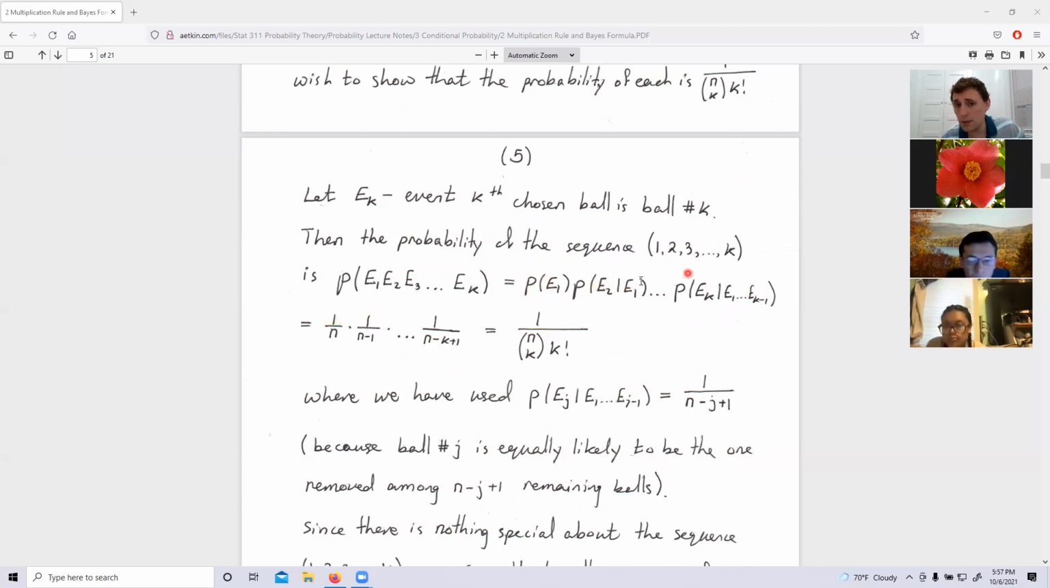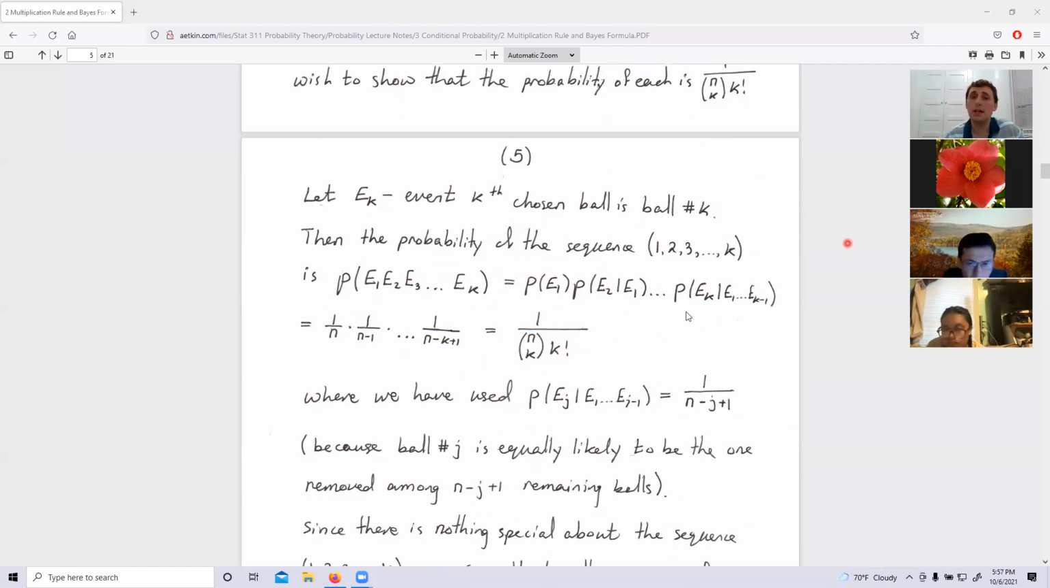The next one: given that I withdrew ball number 1, what's the likelihood I'll draw ball number 2? Well, it's 1 of n minus 1 balls. So if I take this product, it becomes the same thing as 1 over n choose k times k factorial. So any one of them is equally likely.